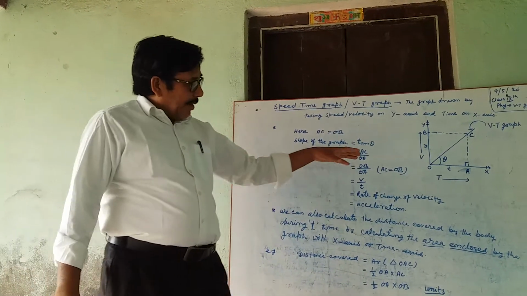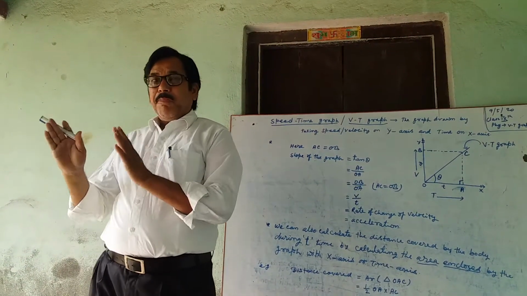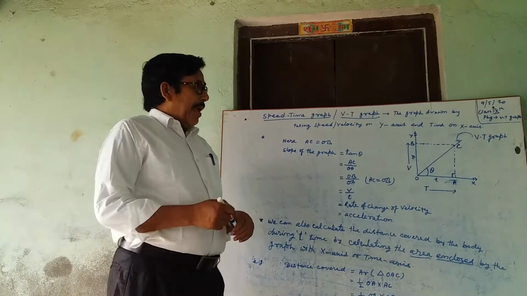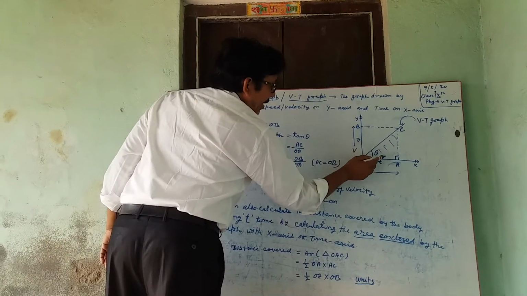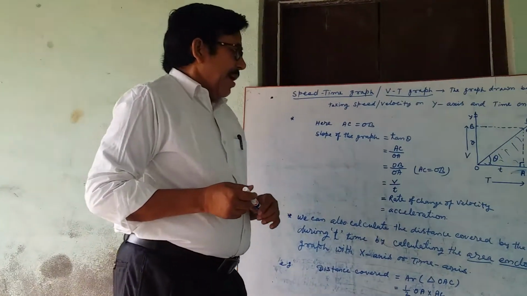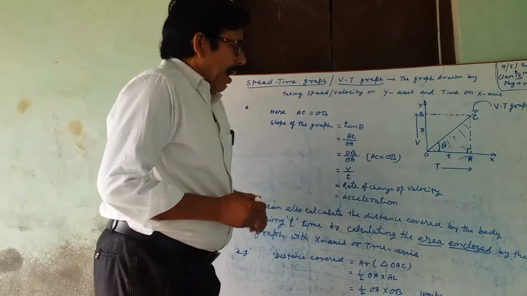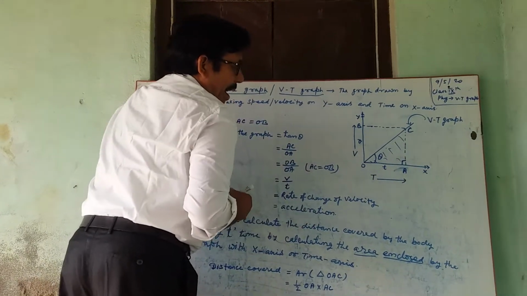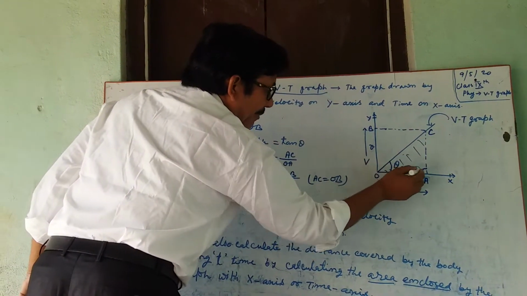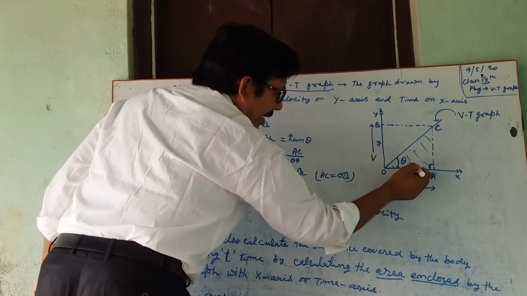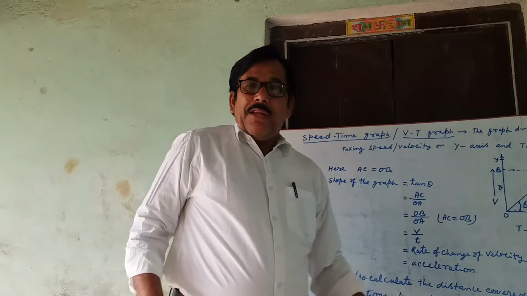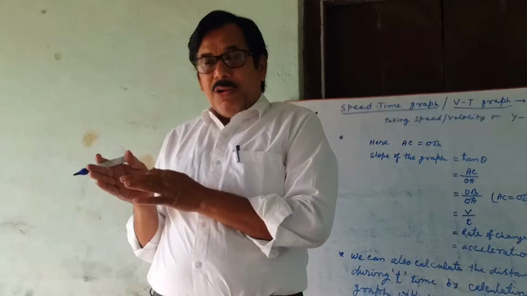Next we can also calculate the distance covered in a particular time by the body. For this we must calculate the area enclosed by the graph with the time axis. Suppose this is the graph and this is the time axis. At t time the area enclosed by the graph with the time axis will be a triangle, that is a right angle triangle OAC.